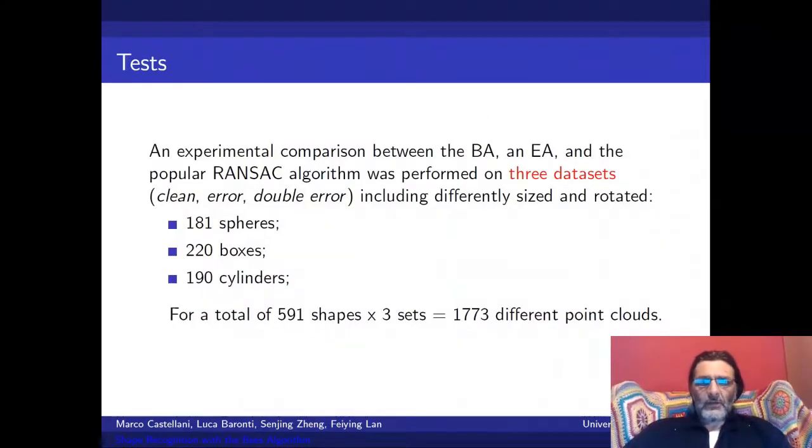Now we did tests, as I said. We compared the performance of the Bees algorithm, the evolutionary algorithm and RANSAC on 3 datasets. These 3 datasets in reality are one dataset with more or less the same number of samples of spheres, boxes, and cylinders. The difference between the 3 datasets is the level of error. Clean means no error. Error means that we perturbed the points by 5%, and double error means that we perturbed them by 10%.